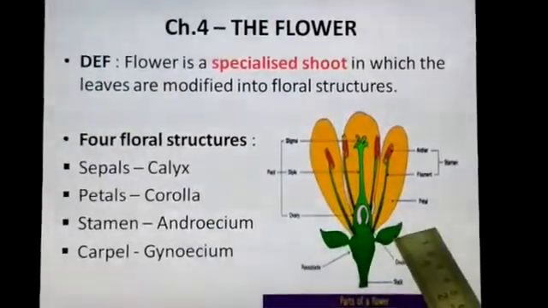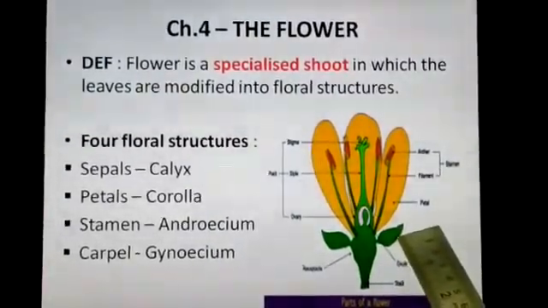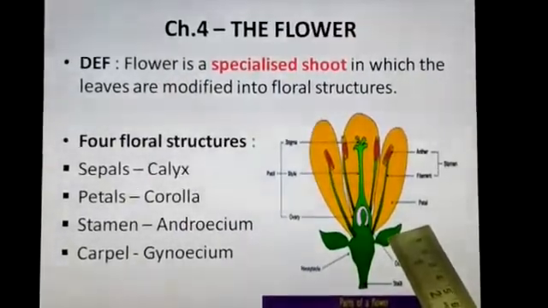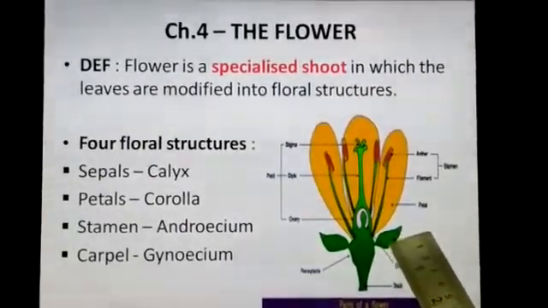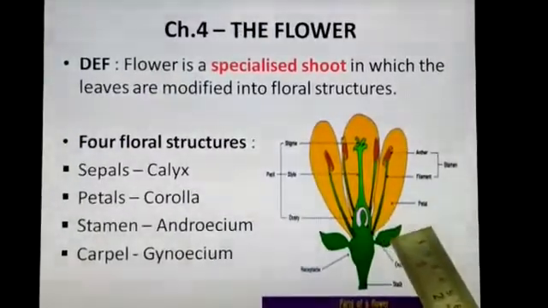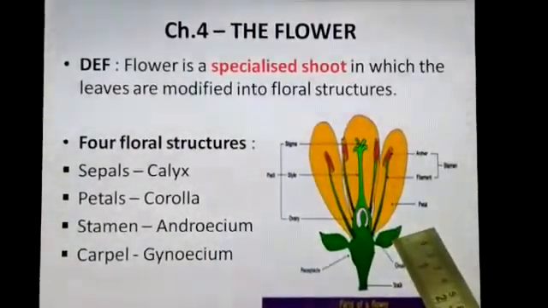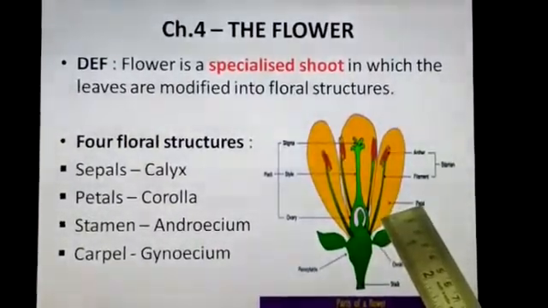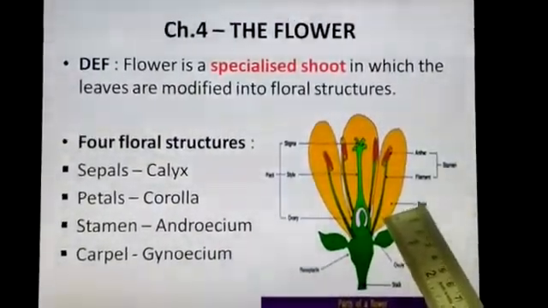The first floral structure is sepal. It is outermost. We are going to talk about all the four floral structures from outside to inside. So the first outermost floral structure is sepal. Inner to it are the brightly colored structures called as petals.